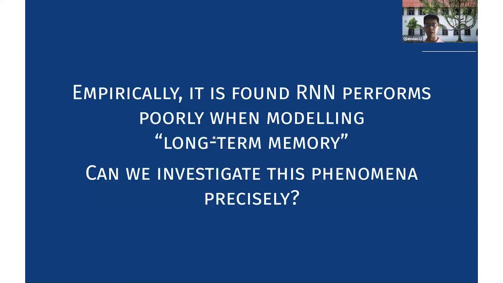So empirically, it is found that recurrent neural networks perform very poorly when modeling some long-term memory. And this term has been thrown around a lot in practical literature, but what does it precisely mean? And why RNNs work poorly when you have this kind of memory structure is unknown. Okay, so our goal is to investigate this more precisely, but of course in a simplified setting.